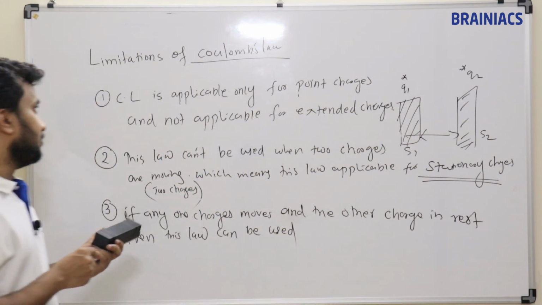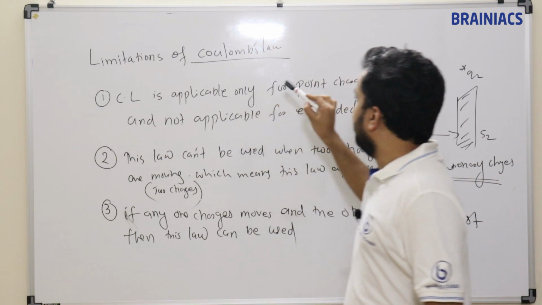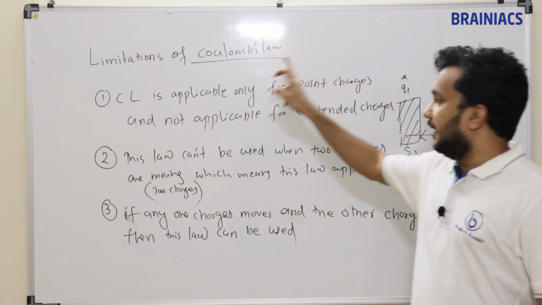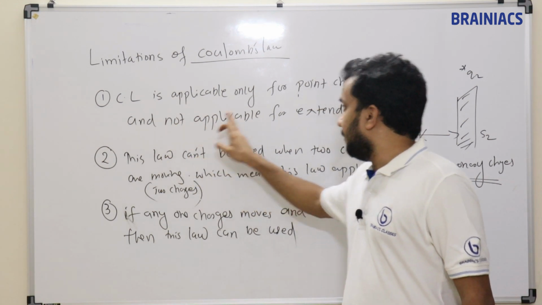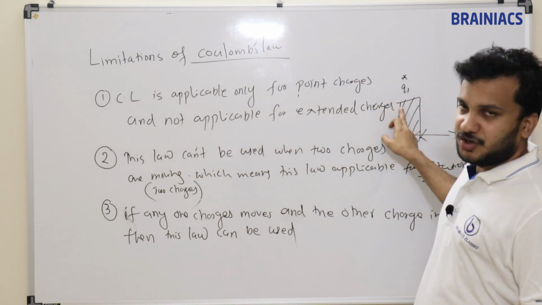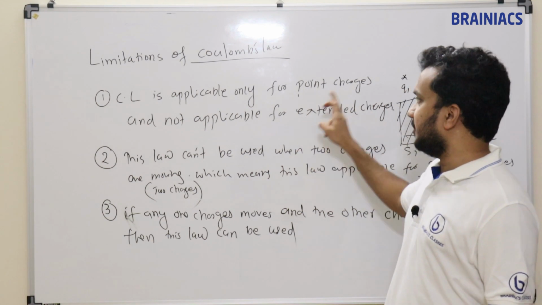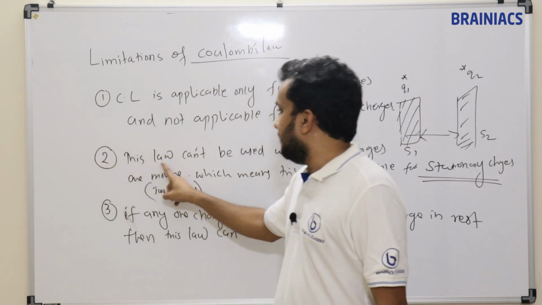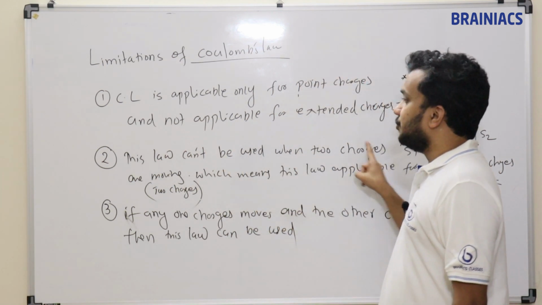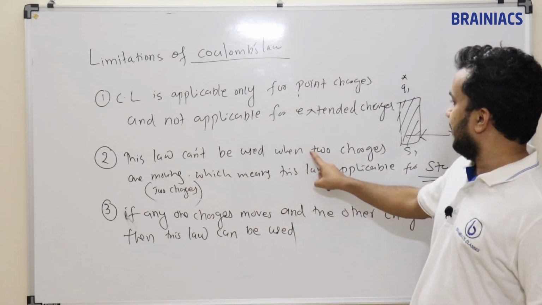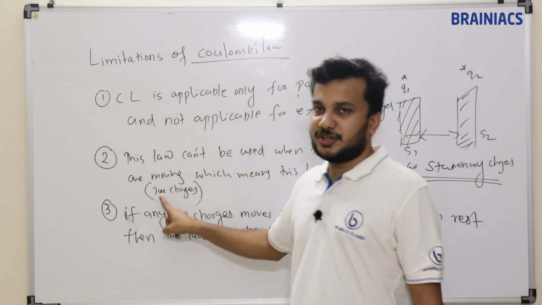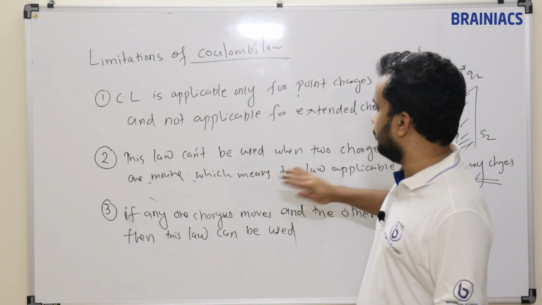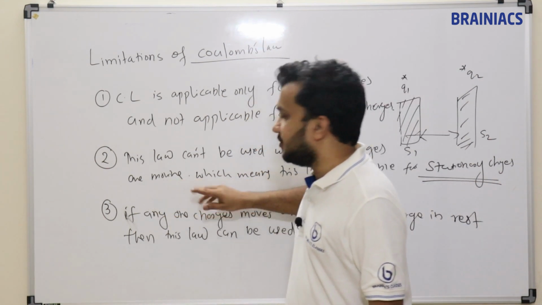So three important points on Coulomb's law. It is applicable only for point charges, like these two points, and Coulomb's law is not applicable for extended charges. Hope you understood the difference between point and extended charges. Second one, this law can't be used when two charges are moving. I have already written when two charges; you can additionally write two charges, but it is not required, since we have already mentioned two charges here. If you mention it also, it is okay.